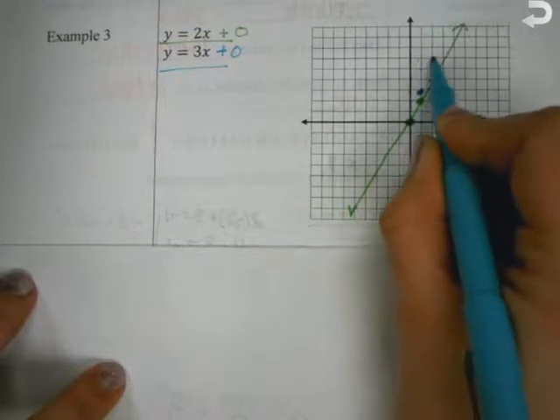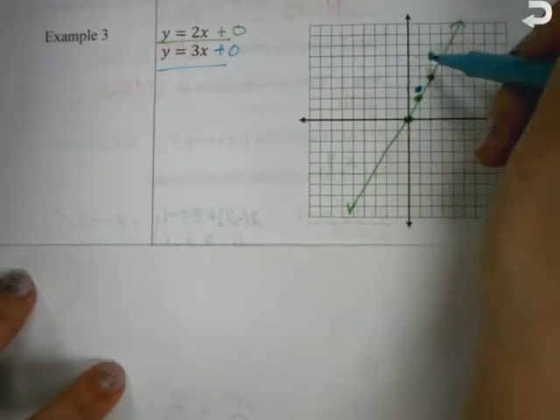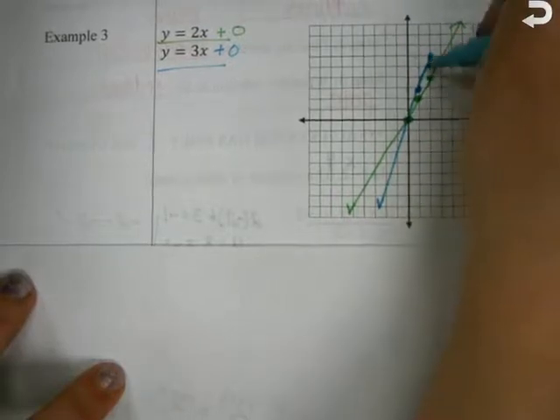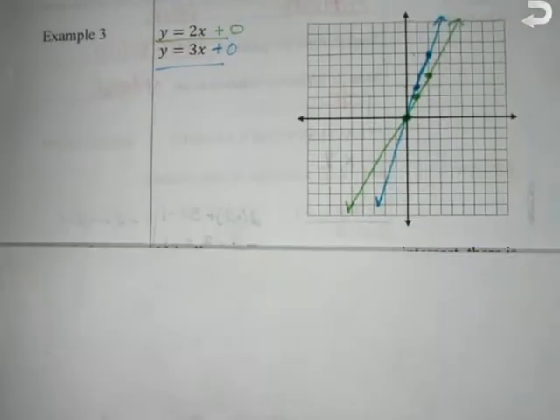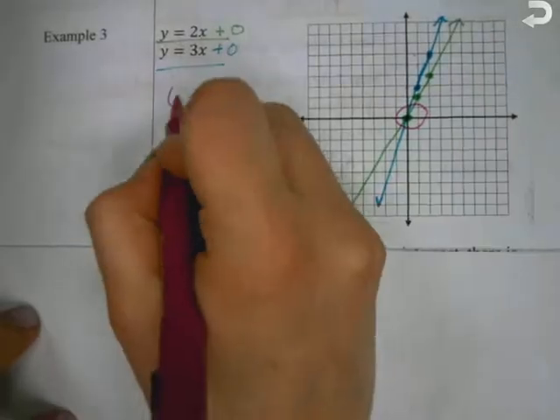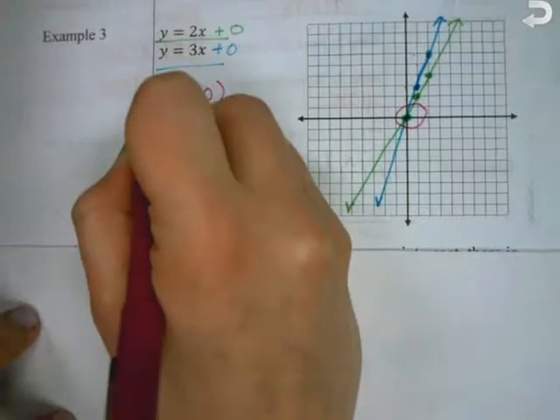Okay. So where's the intersection? 0, 0. It's at 0, 0, so our solution for this one is 0, 0. Wait, what makes it 0, 0? Because it's at the origin. They both intersect at that point. Where they intersect is the answer.